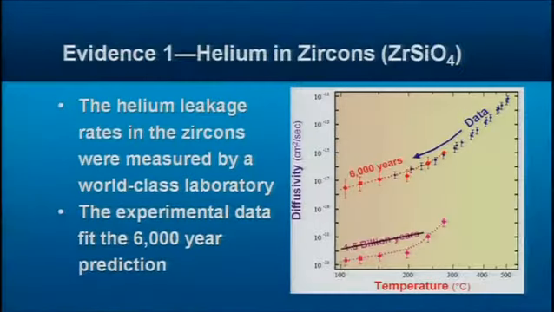What happened when the results came in? Bingo. The data matched exactly, not even slightly off, exactly to the 6,000-year line. And so it was done in a world-class laboratory, actually at Caltech. And the experimental data verified the 6,000-year prediction and totally annihilated the 1.5 billion-year prediction. Isn't that incredible?